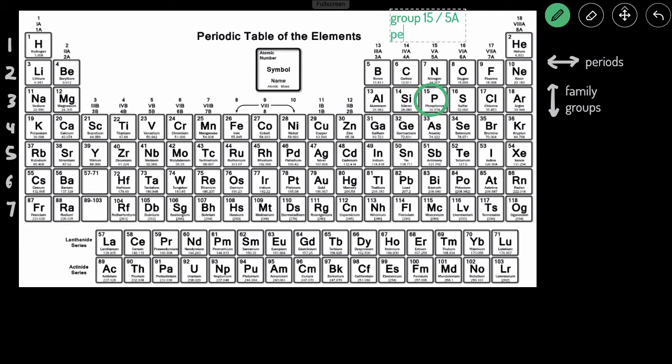And how about which period is it in? It's in period number 3 because it's in row number 3. So that's how you can use periods and groups to locate the elements on the periodic table.